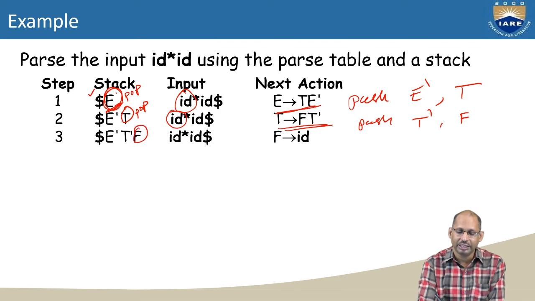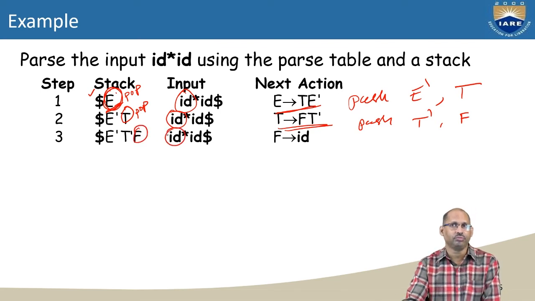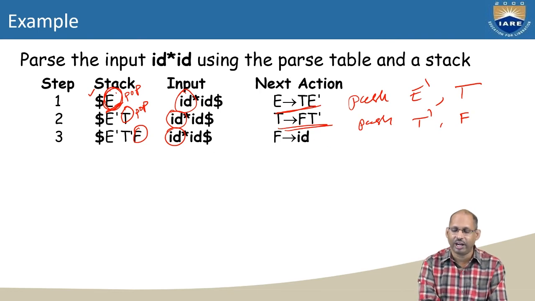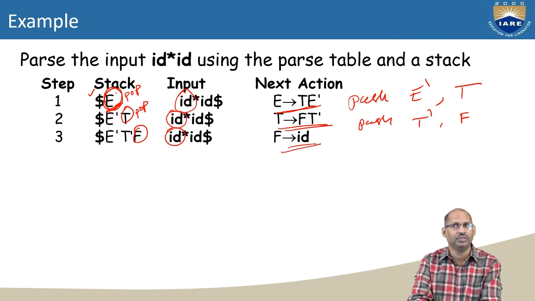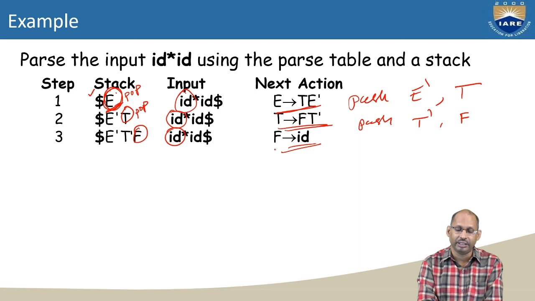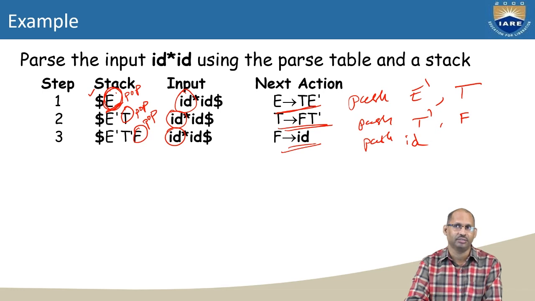Now it is F, it is id. F and id. F gives id. Refer the table in the F row and id column. It is stored as F gives id. So pop F, push id. Store id into the stack.